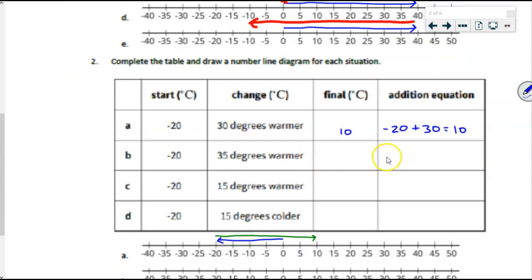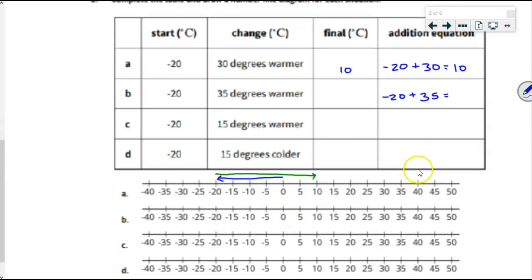Okay, the next one, we started at -20. It is now 35 degrees warmer, so plus 35. I can use kind of what I had the last time to help me out. So again, 0 to -20. 35 degrees warmer, so this got me to 30. 35 is going to be that extra 5. So it looks like the final temperature is now a positive 15. How are we doing so far? Good. Let's finish up then.